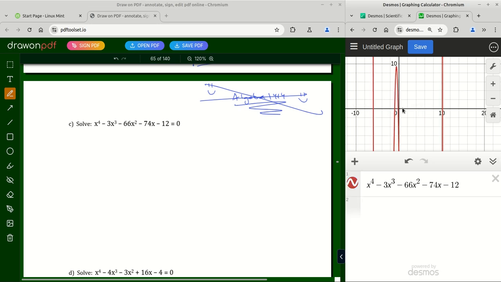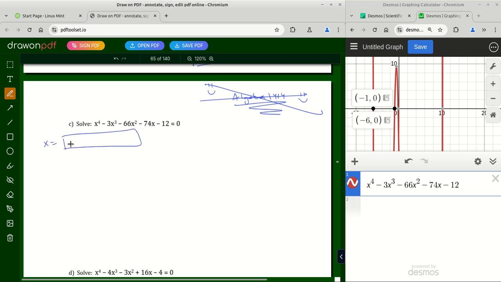Okay. So we got 2 answers that were not too bad. And so it says solve for x. And so I got negative 6, negative 1, and I'm already halfway there. Synthetic division, here we go. 1, negative 3, negative 66, negative 74, negative 12. Whew. Negative 9, 54. You're testing me, aren't you? Negative 12, 72, negative 2, positive 12, zeroed out.